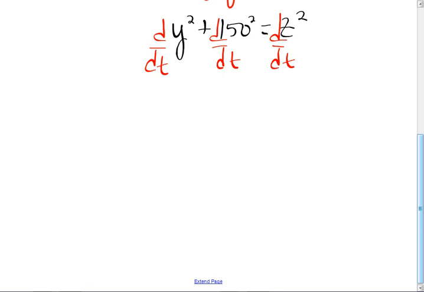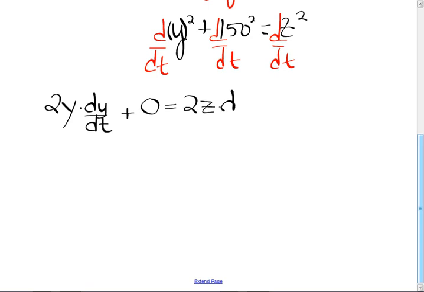What's the derivative of y squared? That's the derivative with respect to y. Then you have to chain it times the derivative of the inside function with respect to time. Does that make sense? If, for those of you new, just don't be afraid to ask questions. Plus, and I usually see 2 times 150 here, but that's not true. What's the derivative of a constant? 0. Equals, and what's the derivative of z squared? 2z dz dt.